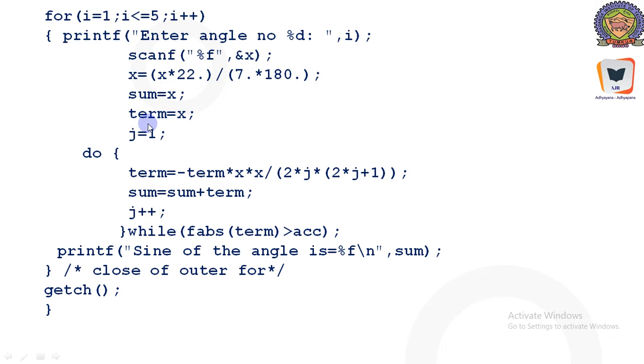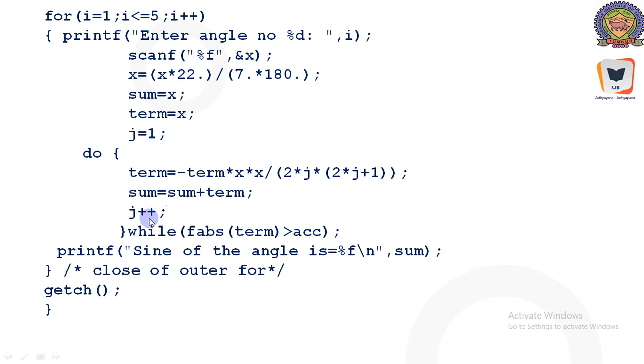Sum equal to x as previously, term equal to x, j equal to 1. Okay, it will enter into the first cycle, do, term equal to minus term x into x. Term is carrying x, so minus x into x into x, it becomes minus x cube divided by 2 into 1 into 2 into 1 plus 1, that is, it is 3. So 2 into 3, this becomes 3 factorial. So term will contain minus x cube divided by 3 factorial. So sum will become, earlier sum is x, minus x cube by 3 factorial.